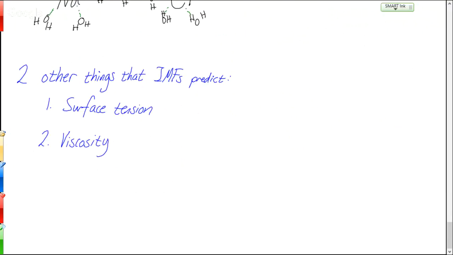These both have a lot more going on than just that, so that's why I don't want to spend too much time on them. But from a rough approximation, you can use IMFs to predict how strong those forces are going to be, or those effects are going to be. All right, so questions about this stuff?